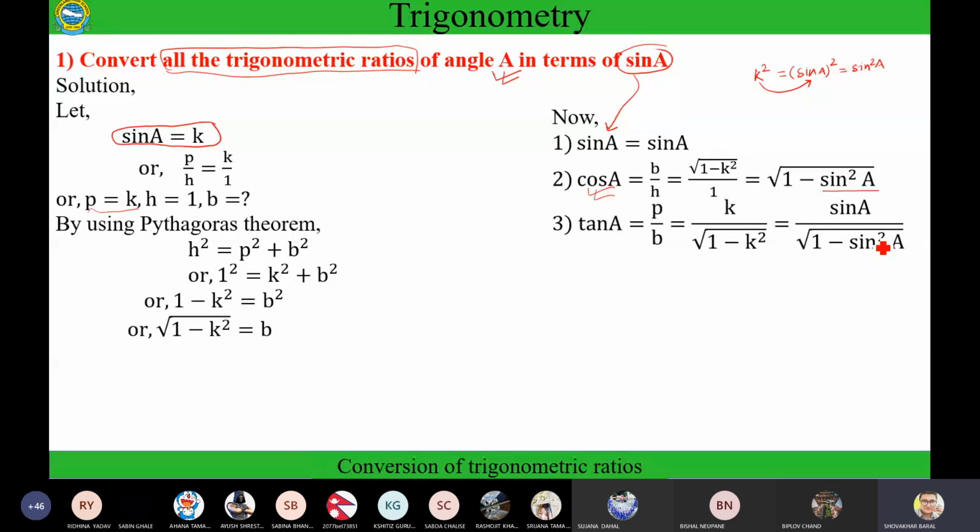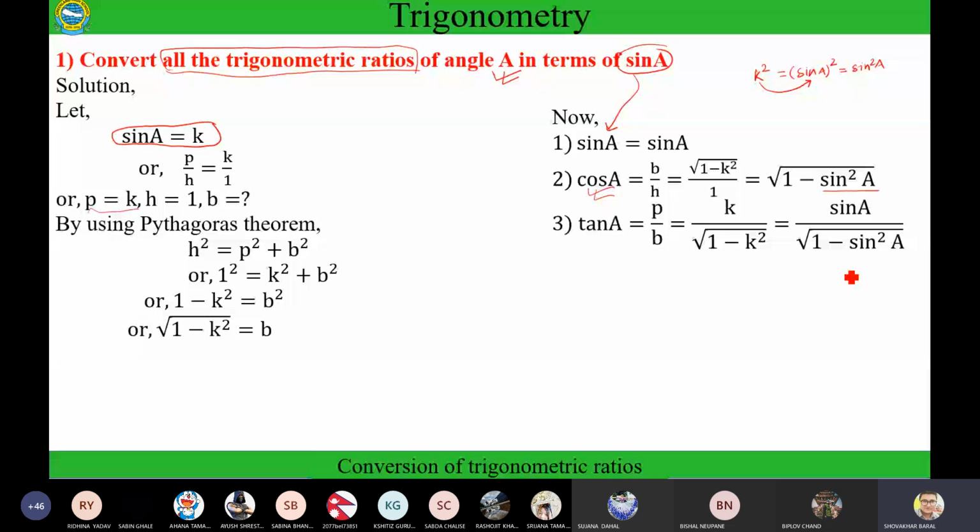See, this tan A is wholly converted into sine A. This whole quantity also represents the same value as that of tan A. But this tan A can be expressed in terms of sine A as sine A upon square root of 1 minus sine square A.